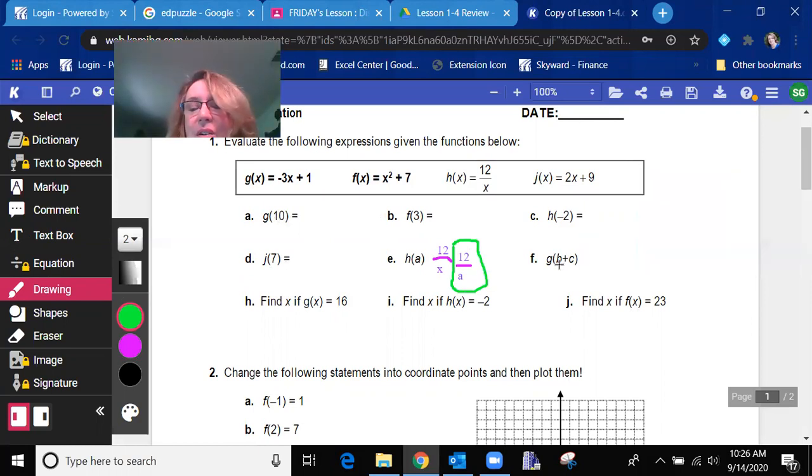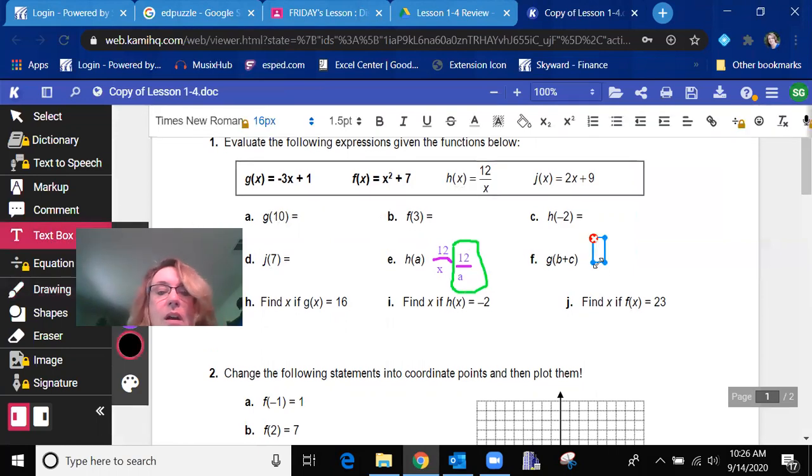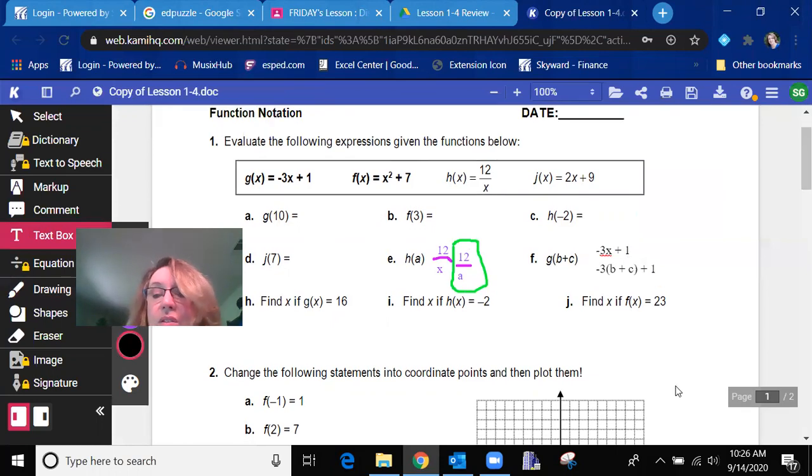Now this one's got a whole expression, b plus c. So let me find g and type that one in. I'm going to use a text box. Negative 3x plus 1. Okay, so I'm going to go negative 3, but here's the x. So where the x is, I'm going to put this whole thing, b plus c, plus 1. And really, that's the answer.